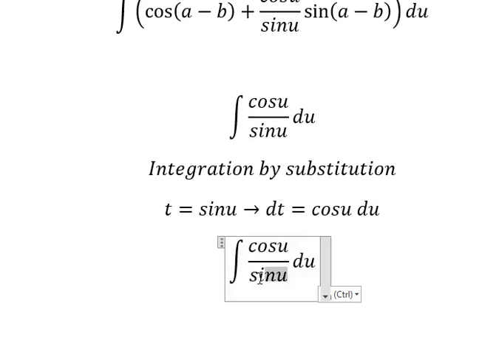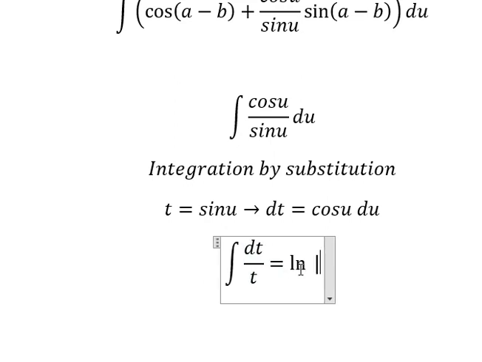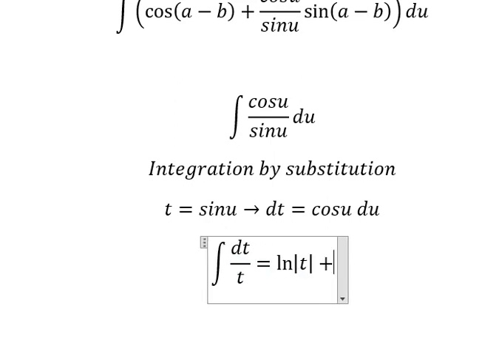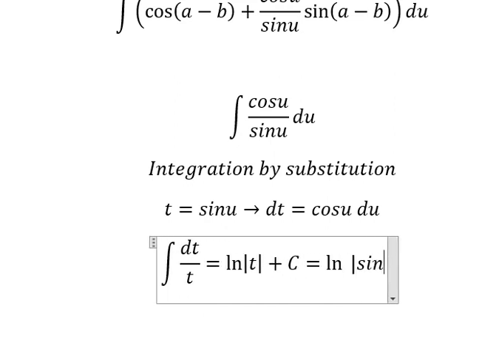So this one we change for t. Cosine u du we change for dt. So the integration of this one is ln of the absolute value of t, and I will put c. t is sine u.